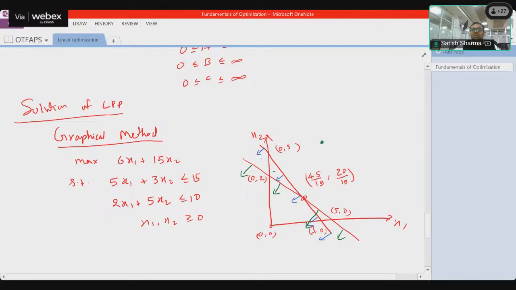So this is how we can first plot the possible, or feasible, region, where the solution can be possible. Similarly, x1 and x2 should be positive.